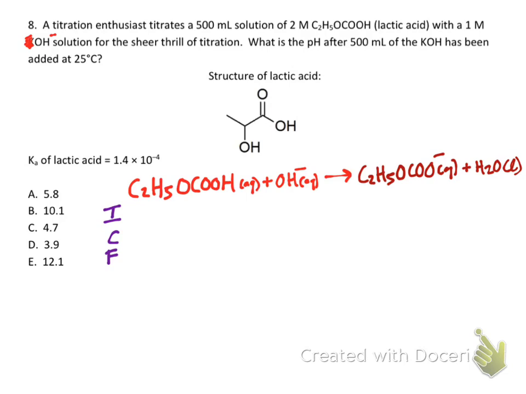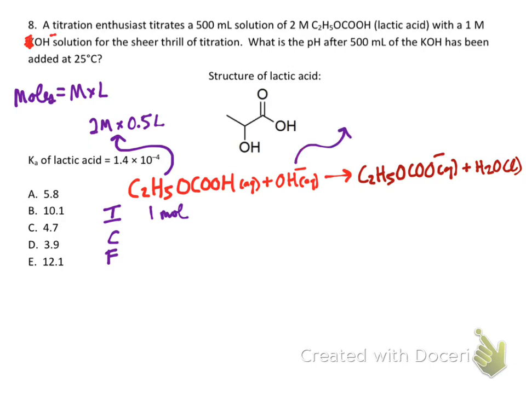So ICE tables use molarity, or in the case of gases, atmospheres. ICF tables use moles, always use moles. And so to calculate moles, we use the relationship that moles are equal to molarity times liters. So let's find the moles of each of these. For the lactic acid, it's 2 molar, and it's 500 milliliters, which is 0.5 liters, which gives us 1 mole of that.